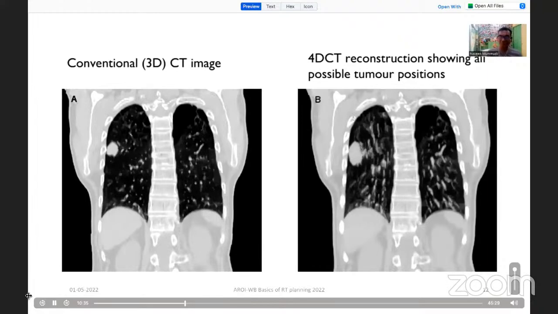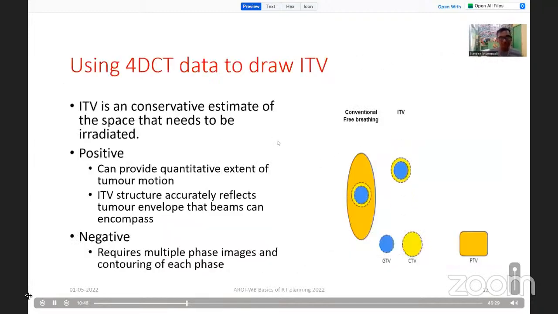This is because the 4D CT gives you the maximum intensity projection view. So you can make sure that you're covering the tumor in all its course during inspiration. So it might seem a little large, but that is the sure way of making sure that you're covering the tumor in its entirety.